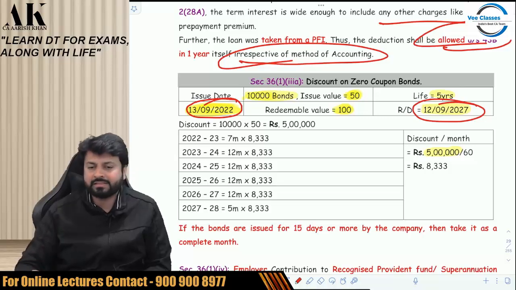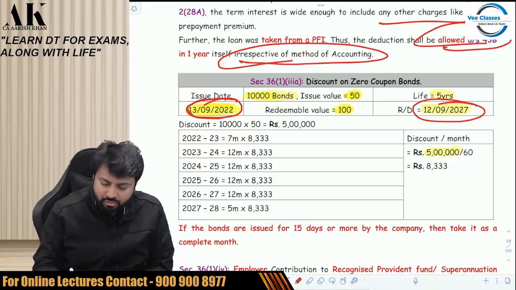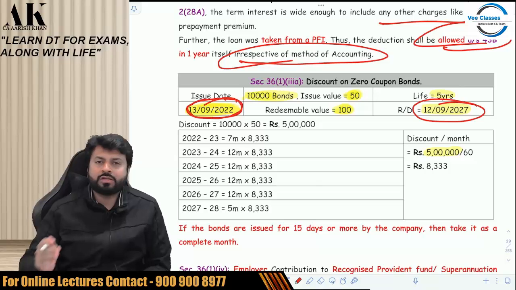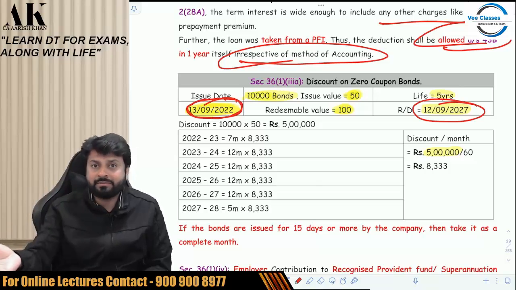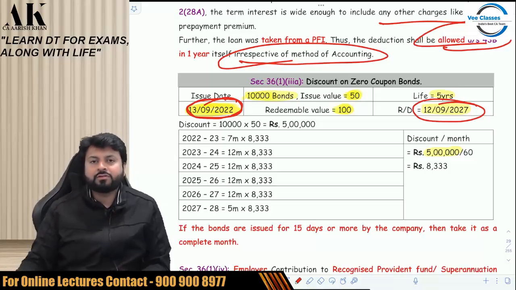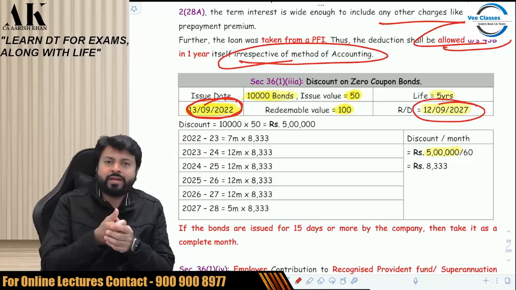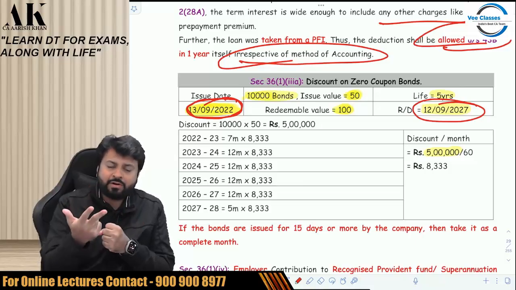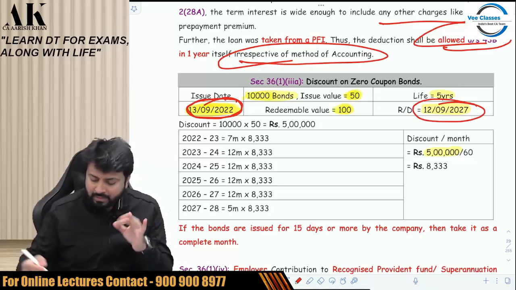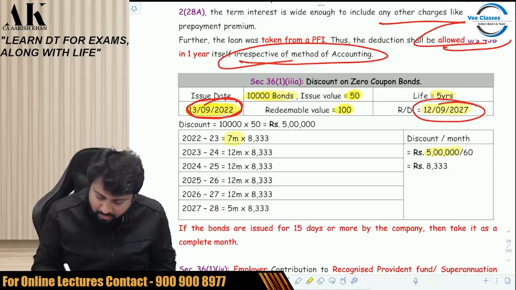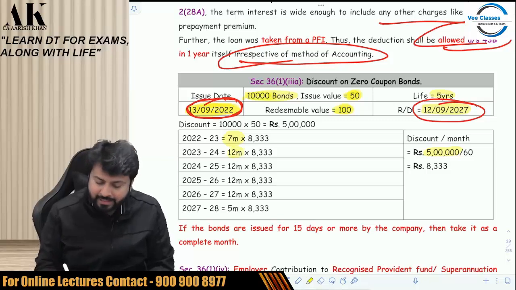Like for this, September 13, 2022, you are issuing the bond. So you are issuing the bond on 13 September. So from September 13th to September 30th, there are 18 days. So you have to consider September. So you are supposed to consider September 22, October obviously, November obviously, December obviously, January obviously, February obviously, March obviously. So in the first year, there are 7 months. Okay. Now in the second year, there are 12 months obviously.